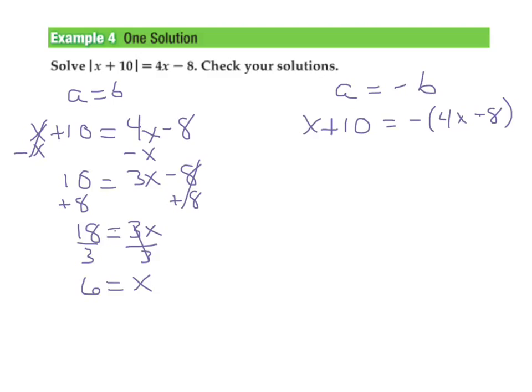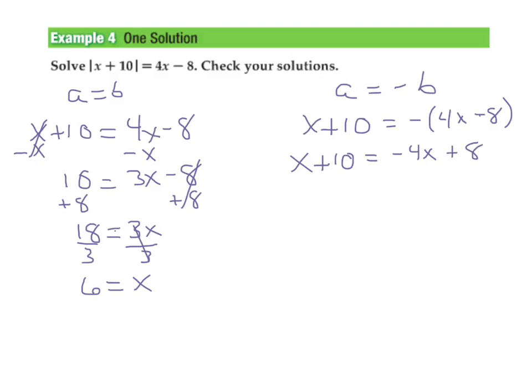And for case 2, we're going to have to go through and solve x plus 10 equals the opposite of 4x minus 8. So I'm going to rewrite this and distribute that negative sign in. x plus 10 equals, this was a positive 4x, and that's going to be a negative 4x. And we had minus 8, and minus times a negative is going to become plus 8.